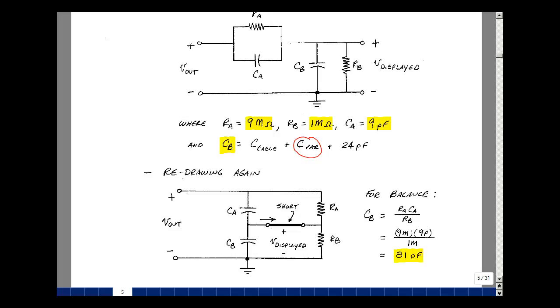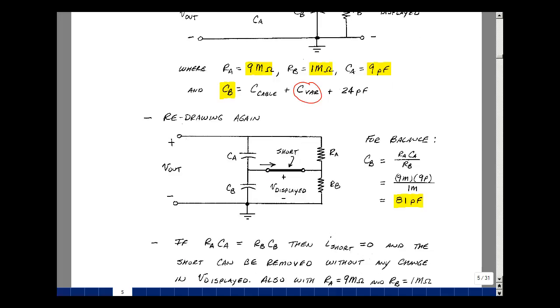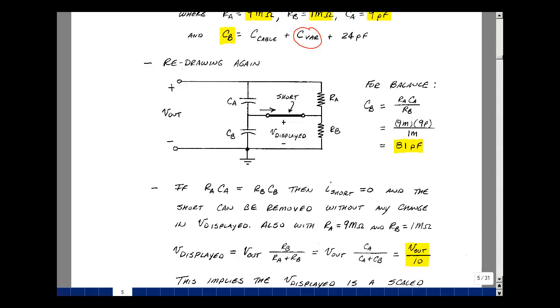Now, when you do this balancing condition, you can remove this short circuit because there's no current. So instead of having a meter here, we just simply have a short. But what does that imply? Well, our displayed signal is our resistive voltage divider, which is R_B over R_A plus R_B times the voltage that we're measuring, call that V out. But that has to also equal the capacitive voltage divider, which is going to be C sub A over C sub A plus C sub B times V out. But the ratio here with the resistors is going to be 1 megohm over 9 megohms plus 1 megohm, so it's equal to 1/10. The same is true with the capacitive value. What we're getting then on our display is a replica of our measured signal divided by 10.